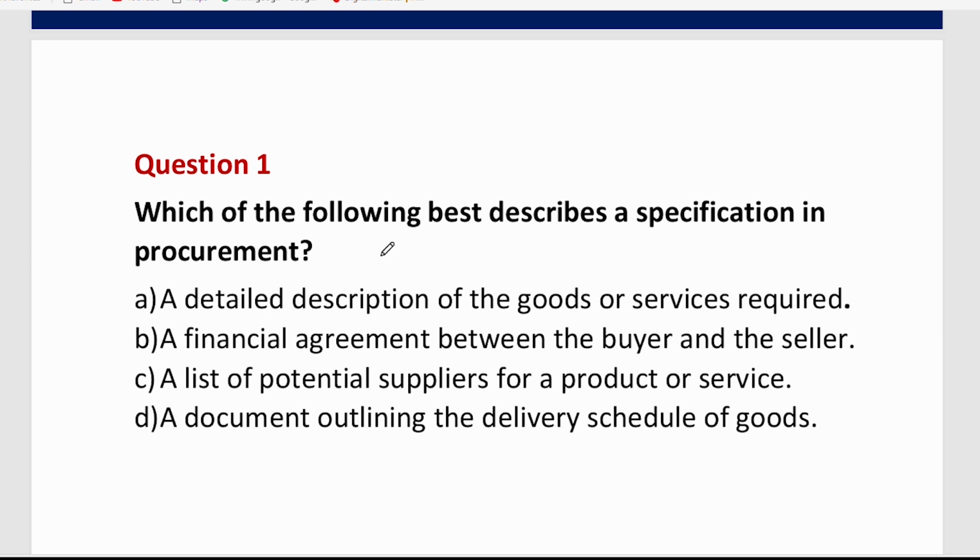In this case, we could have a question like this one. Which of the following best describes a specification in procurement? And you have a choice. A: a detailed description of goods or services required. B: a financial agreement between the buyer and the seller. C: a list of potential suppliers for a product or service. D: a document outlining the delivery schedule of goods. Is it this one, or is it that one? It's A: a detailed description of goods or services required.